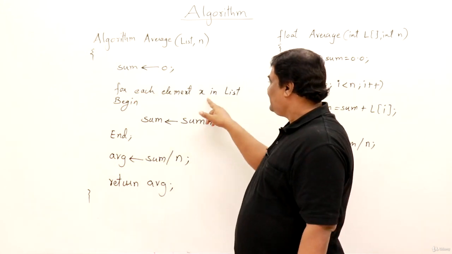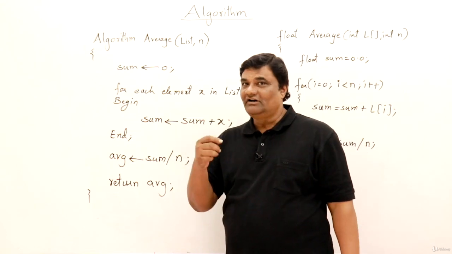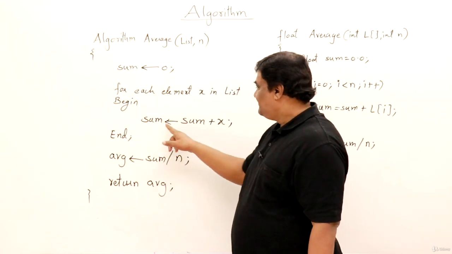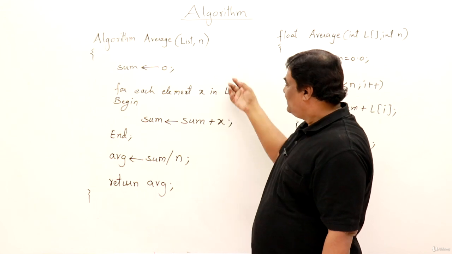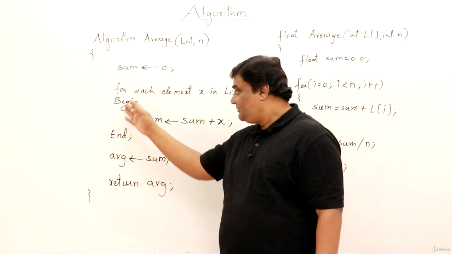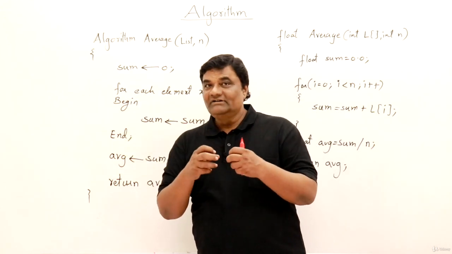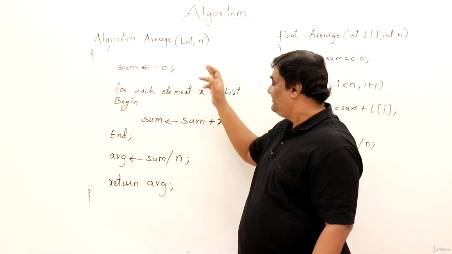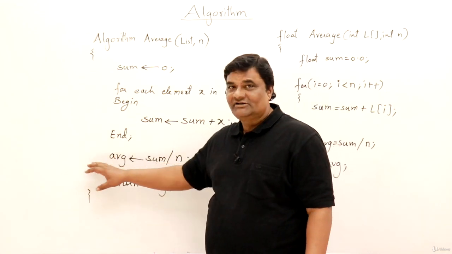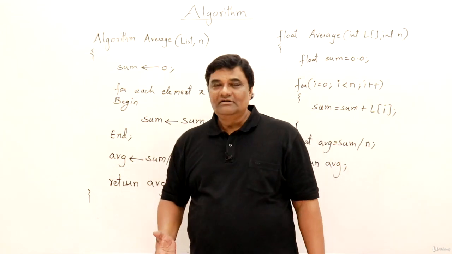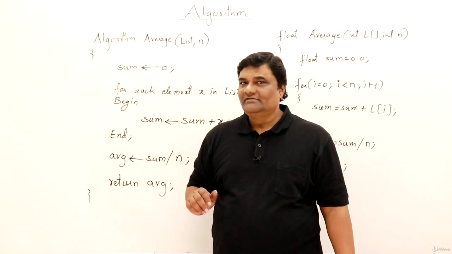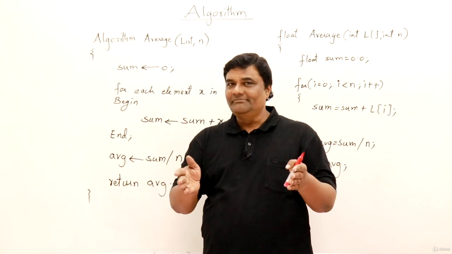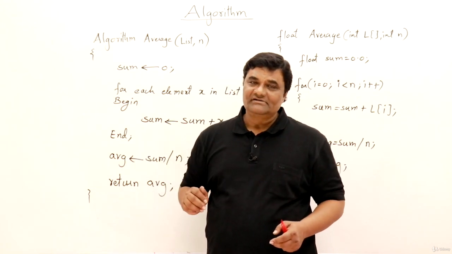Then for each element x in list, so we will call each element x in the list. Then begin. Sum assign sum plus x. So go on adding the elements in sum. This portion is adding all the elements. Then after that, average assign sum by number of elements, so I get an average, then return average. If you read, you can understand. For finding the average of a list of elements, add all of them and divide by the number of elements.